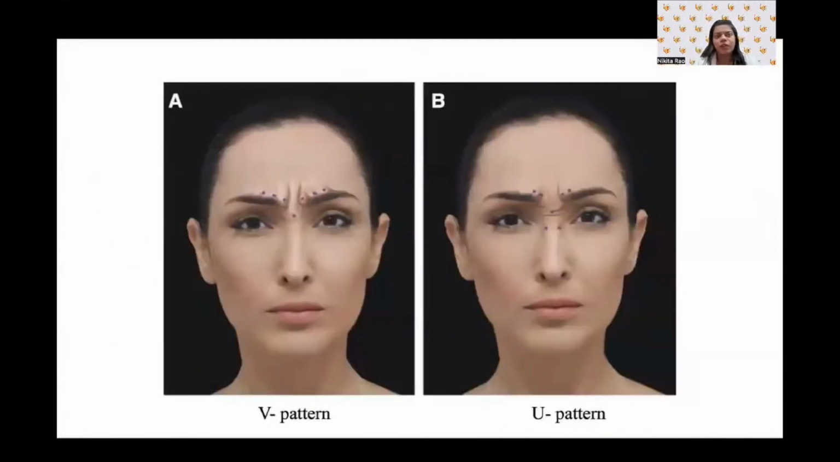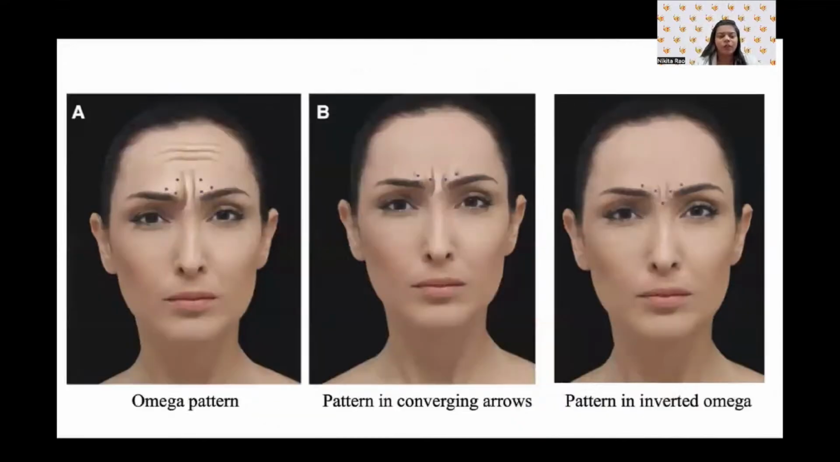These are a few variations where injection points can be decided based on the dynamic lines present in the patients. So first is the V pattern, U pattern, then omega pattern, pattern of converging arrows, and pattern of inverted omega.